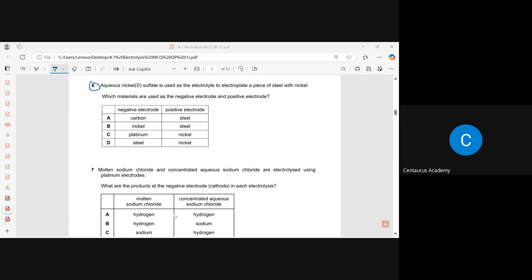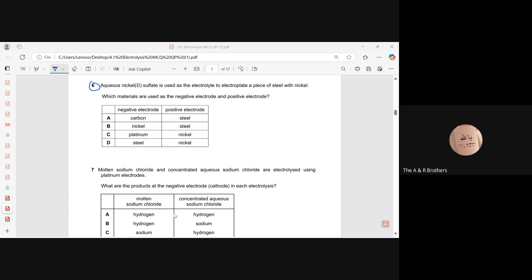Okay, Ayan, why do you think D is the option choice? Because we have aqueous nickel sulfate, so we are doing electroplating. So the substance which we electroplate is going to be on the positive electrode. Sorry, wait a second. On the negative electrode. The nickel ions will be attracted to the negative electrode, and so it will be electroplated.